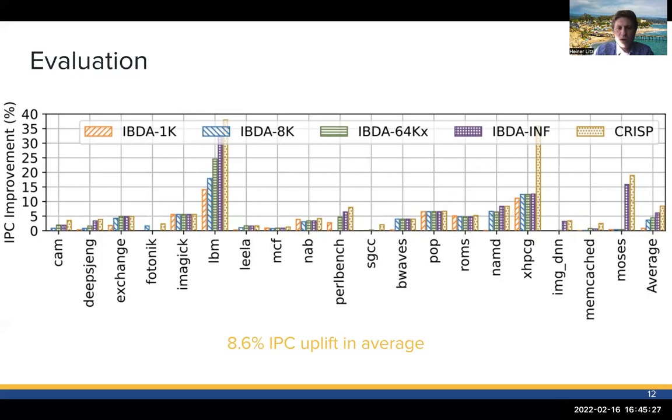In our work, we also compare against other baselines, referred to as IBDA, Iterative Backwards Dependency Analysis. These are hardware-only techniques that suffer from several of the shortcomings I mentioned. And as you can see, the gains that are achieved by IBDA are much smaller, while IBDA introduces much higher hardware complexity than CRISP.